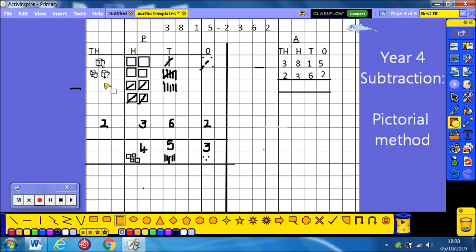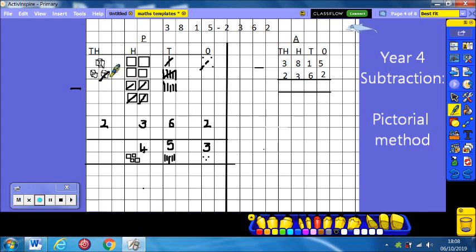Next I need to take 2 thousands away from 3 thousands, so I'm going to cross out 2 of those thousands, 1, 2, and you can see I've got one of those thousands left, so I can write number 1. There we go, 1,000. Or, if the children prefer, so they can see it visually, they can draw the 1,000 they've got left. So we've got 1,453. Once the children secure pictorially, we can now move to the abstract.